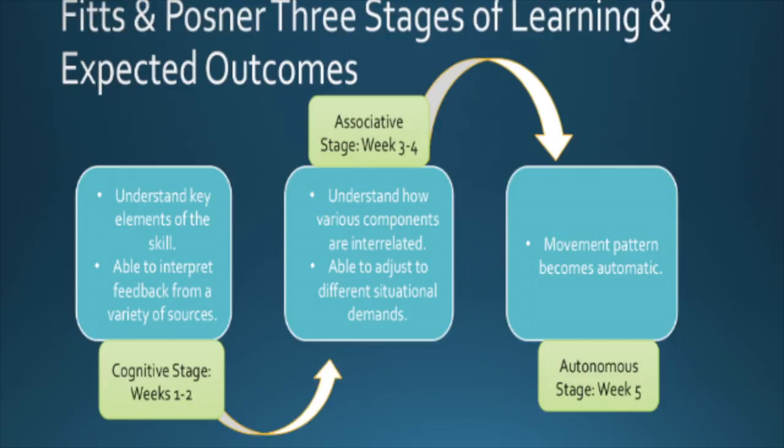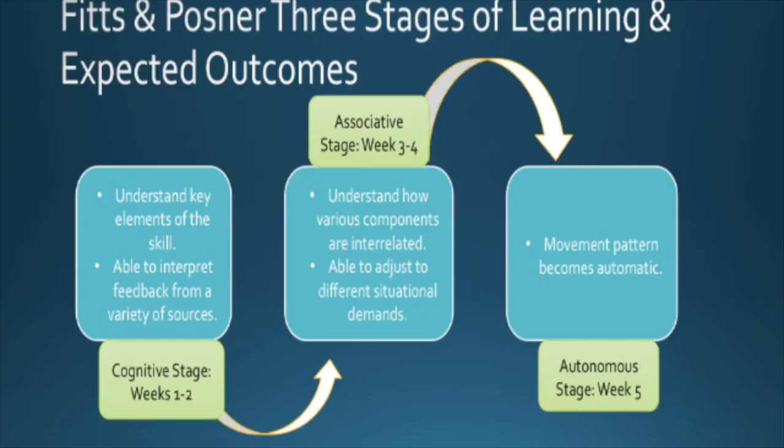The next stage is the associative stage. It assists the learner how each of the components are interrelated and learn how to adjust to demands. The aim of the associative stage is to organize more effective movement patterns to produce actions. At this stage, we expect the learner to be able to associate environmental cues with the movement.